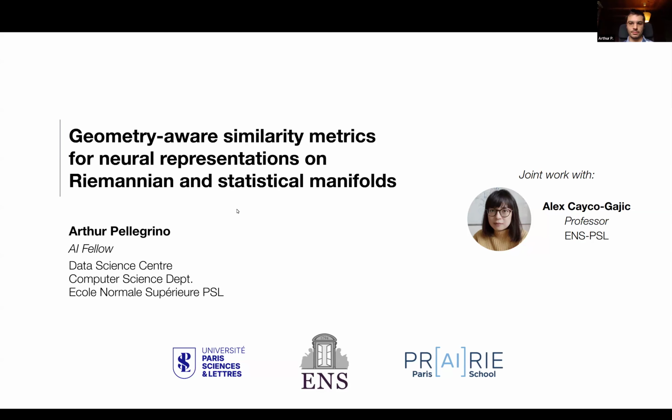And today I'm going to present some joint work with Alex Krakogaic on defining similarity metrics between different neural networks, and in particular using tools from Riemannian geometry and statistics.